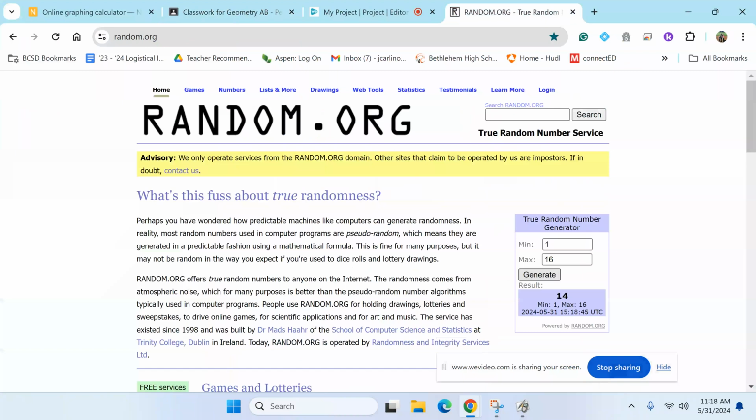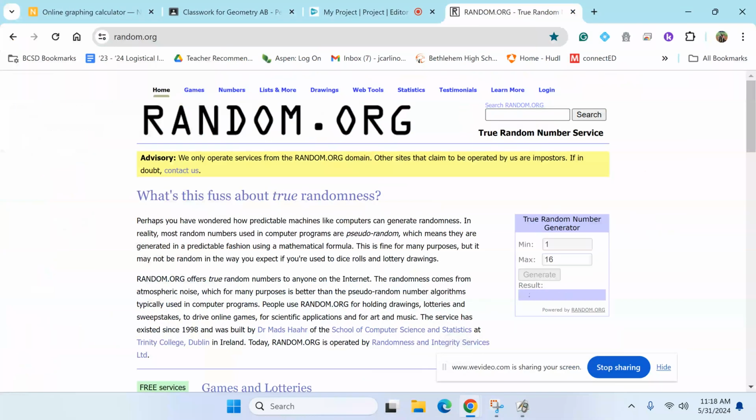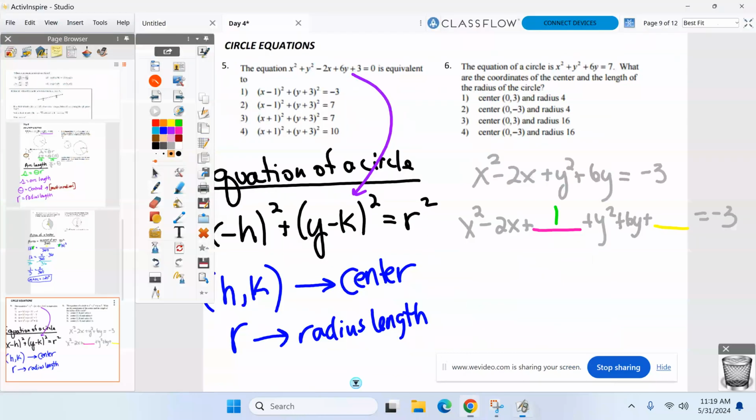We end up with, Gianna, what do you got for that new c value? 1, good, that's a 1. And what about over here? y squared plus 6y plus, divide by 2 and square. Aiden, 9. Yep. Don't forget this piece now.